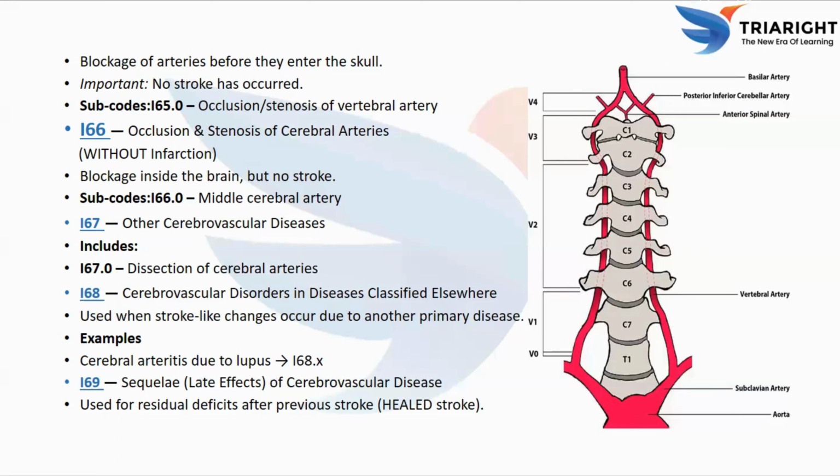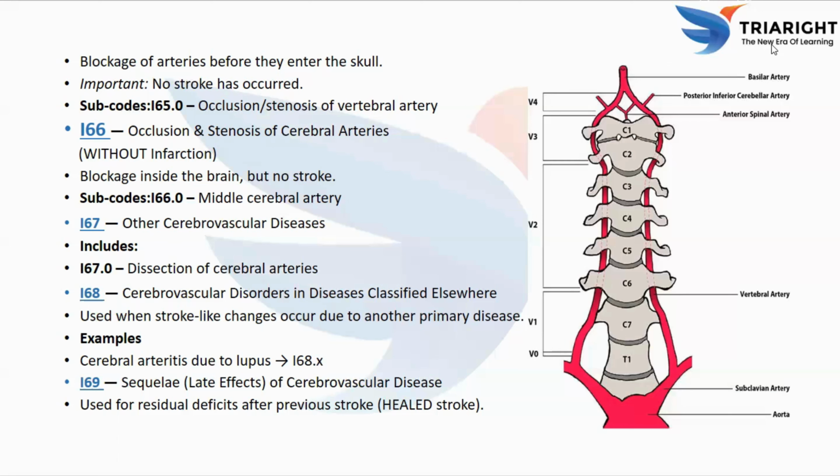And then I68, cerebrovascular disorders in diseases classified elsewhere. This is used whenever cerebrovascular problems happen due to another primary disease. So this I68 is not the primary code, it is always used as a secondary code. Example, cerebral arteritis due to lupus, you assign the code I68.X. What is the rule here? Always code the underlying disease first, then I68.X.